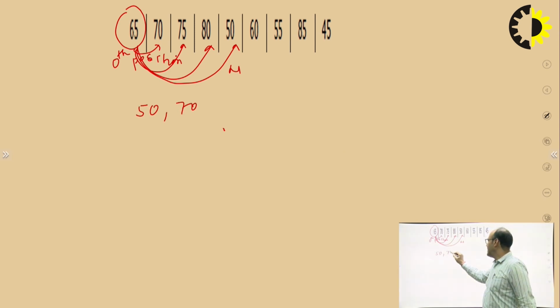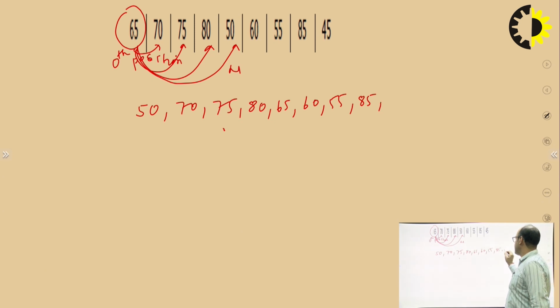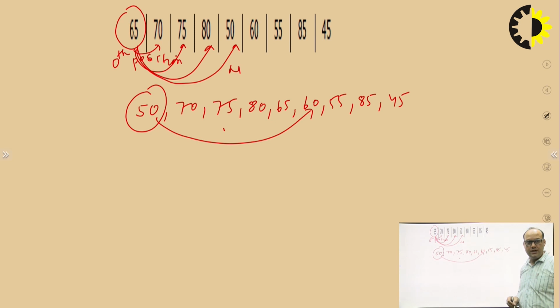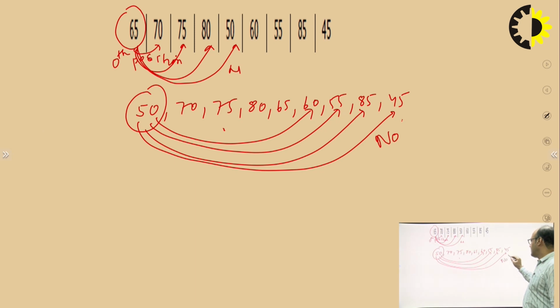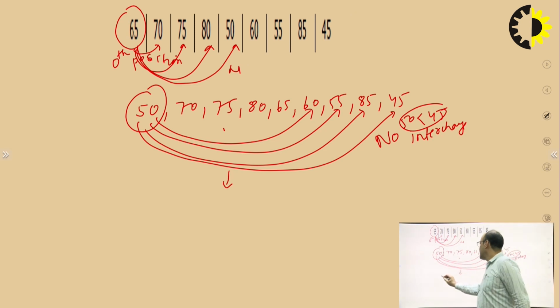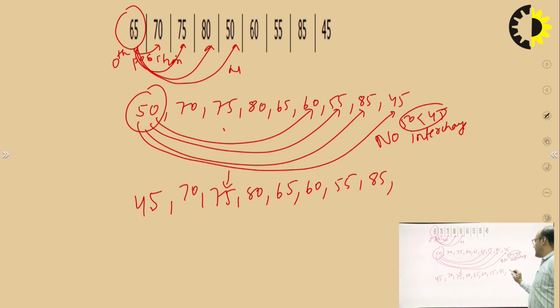50 will come here, 70, 75, 80, 65. Okay, students? 60, 55, the remaining elements will remain the same. Now, at 0th position, 50 will come. Okay, now 50 will compare with the next element, that is 60. 50 is less than 60, no change will take place. Then 50 will compare with the next element, 55, less than, no change. 85, 50 is less than 85, no change. Then 50 will compare with 45. Is 50 less than 45? No. Then we will interchange, that is, we are going to swap the elements. Now the list will be 45 will come here, then 70, then 75, then 80, 65, 60, 55, 85 and 50 will come here. So this is the completion of the first iteration.